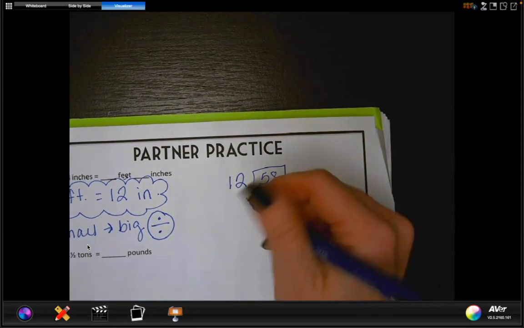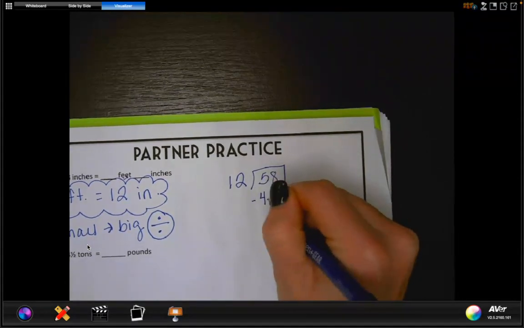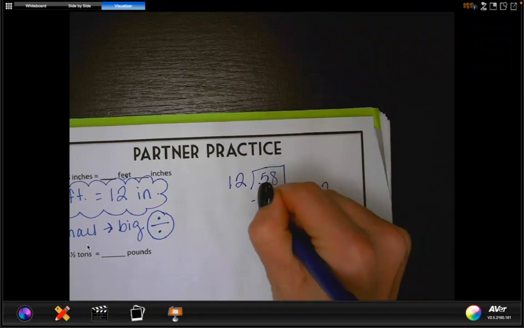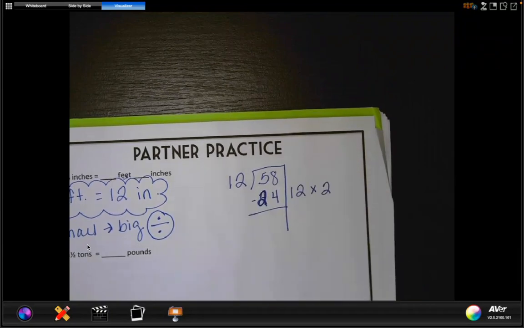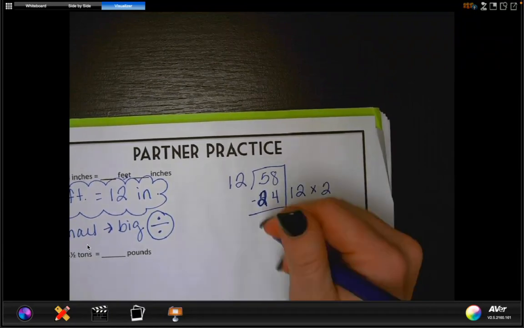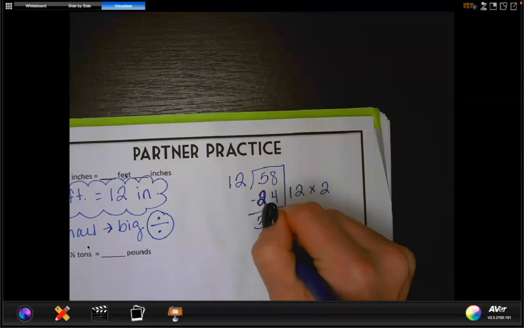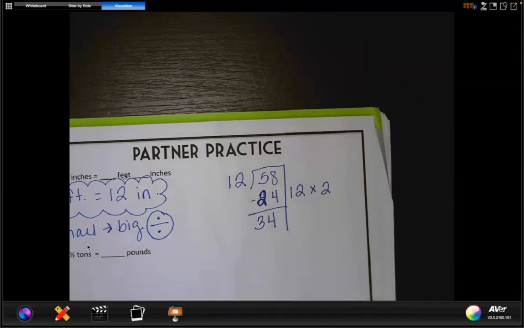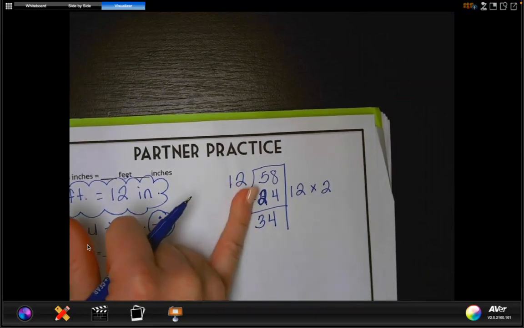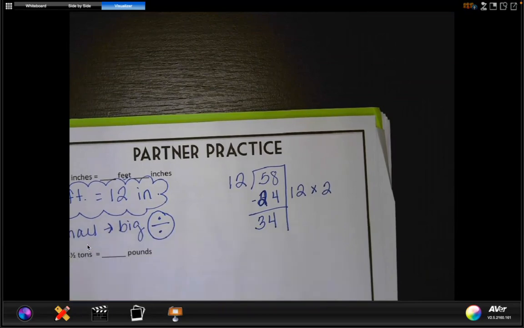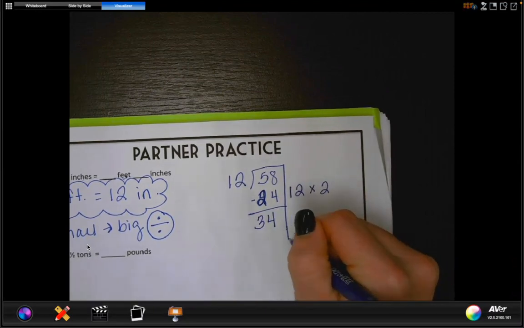So 12 times 2 is 48. So we're going to, or not 48, I'm sorry, 24. So 12 times 2 is 24. So now we do 58 minus 24, and we are left with 34. Okay, so if I've got 34 inches right here, remember this is inches because I started with 58 inches. So if I've got 34 inches, is that enough inches to make another foot? Can I take away 12 inches to make another foot? Absolutely. I can actually take away a couple of feet out of this.